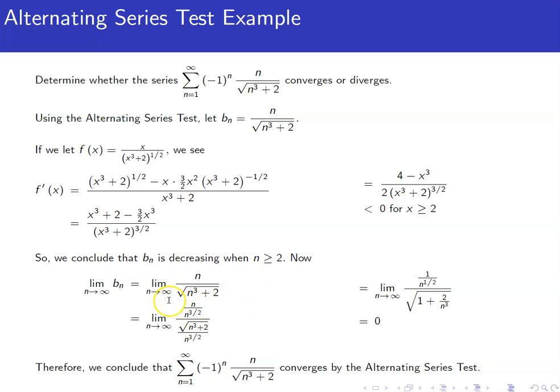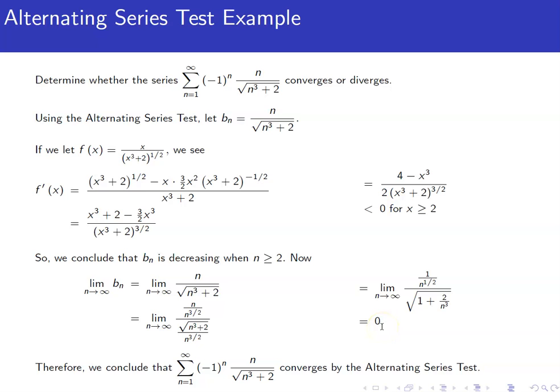So looking at our limit as n goes to infinity, we notice that the top is n, the bottom is going to behave like n to the 3/2. So we'll divide top and bottom by n to the 3/2. Simplifying the top, you get 1 over n to the 1/2. Pulling n cubed under the radical here, we get n cubed over n cubed will give us 1, and then we get a 2 over n cubed here. And then as n goes to infinity, the top goes to 0, the bottom goes to 1, so we get 0 here.